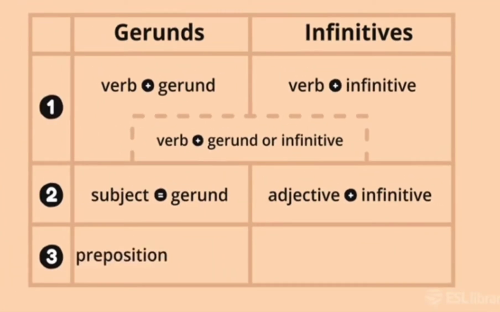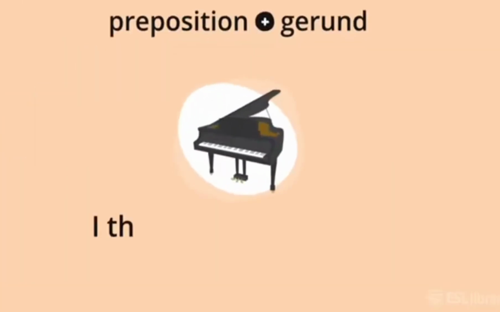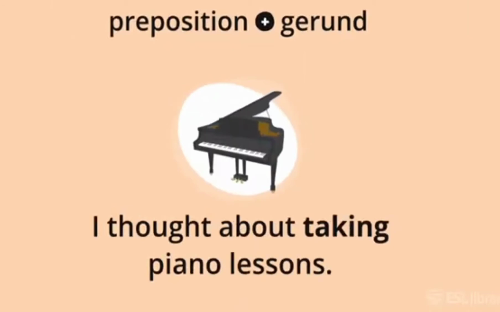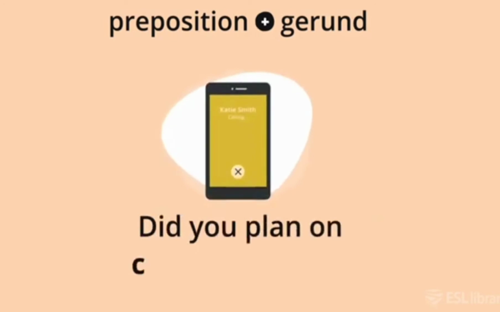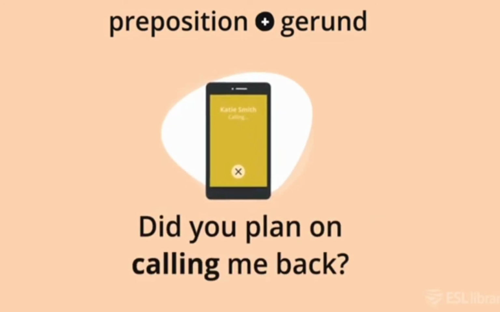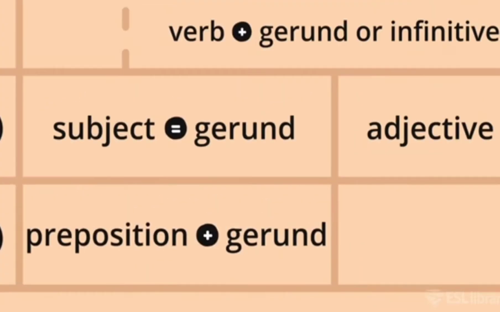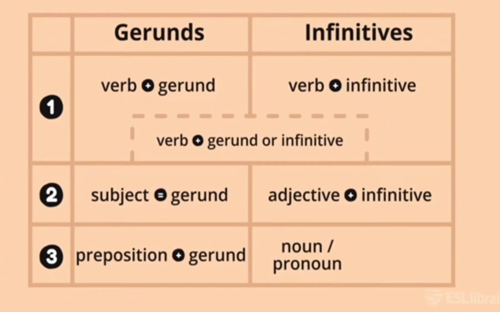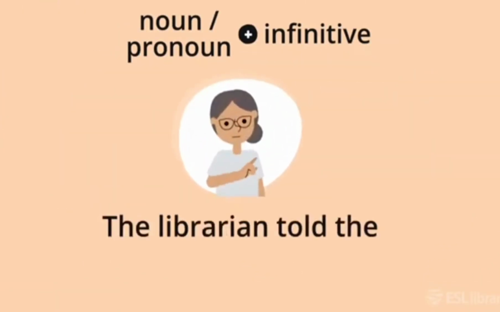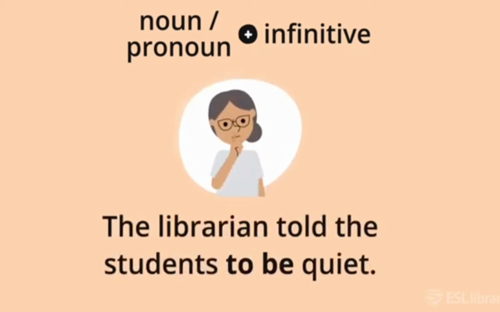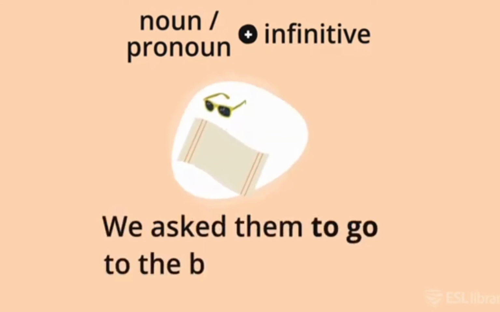After a preposition, we usually use a gerund. For example, "I thought about taking piano lessons." "Did you plan on calling me back?" After a noun or pronoun, we almost always use an infinitive verb. For example, "The librarian told the students to be quiet." "We asked them to go to the beach with us."